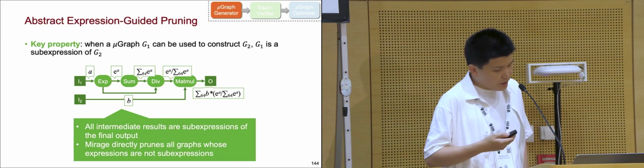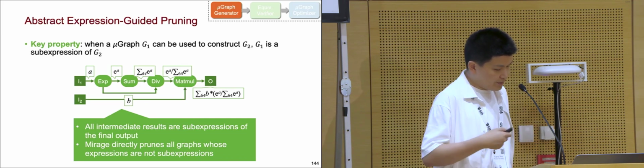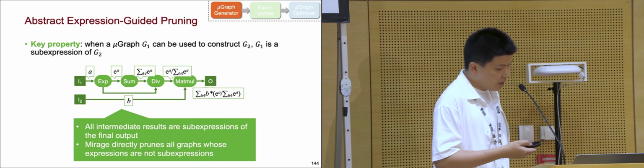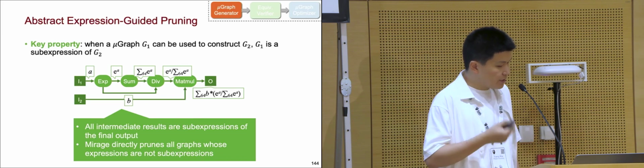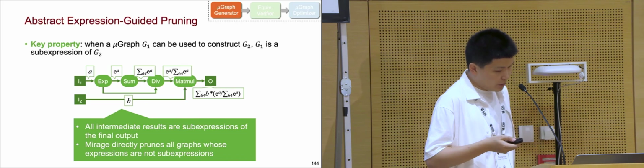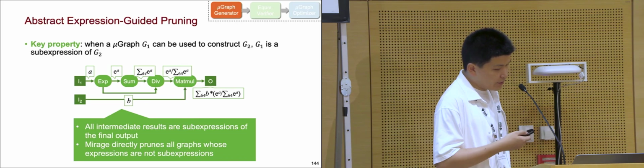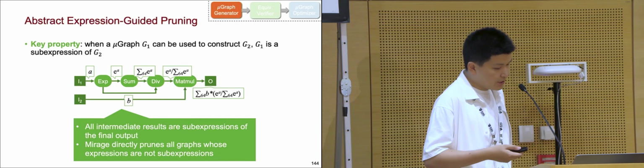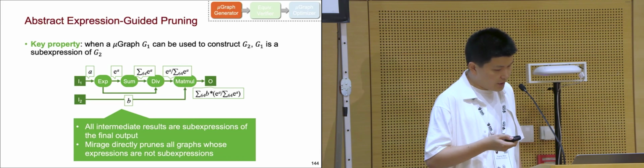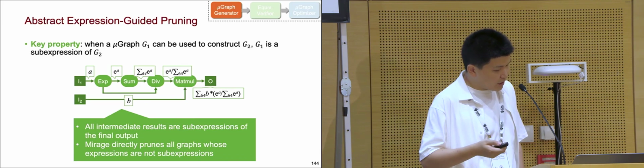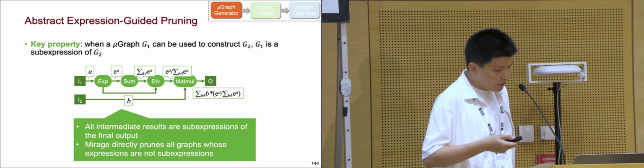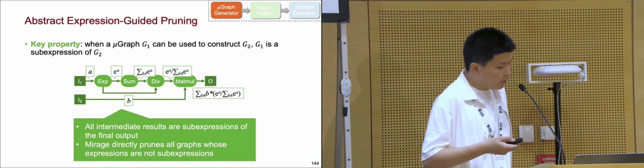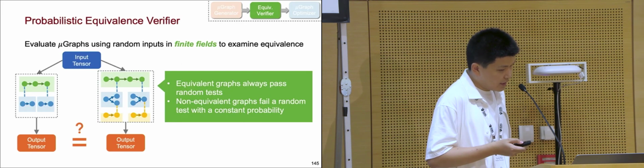Based on this observation, we introduce the abstract expression to represent a tensor computation while abstracting away index details. Specifically, this figure shows the abstract expressions for all intermediate results. And you can see that the abstract expression for each intermediate tensor can help contribute to the final results.